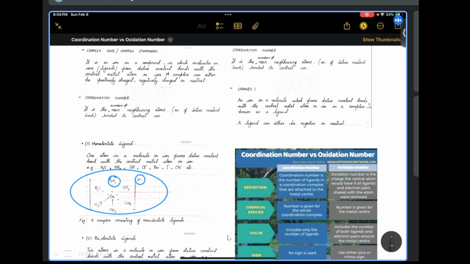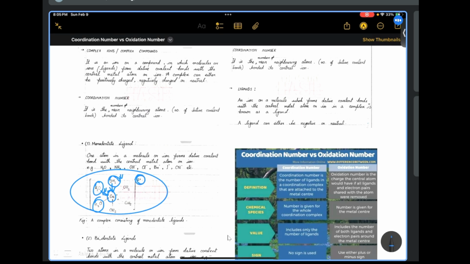These are ligands. These are ligands. They will form dative covalent bond. With whom? They will form dative covalent bond with the central atom or ion. So this is our central atom with which they are forming dative covalent bond. This is the dative covalent bond. In this part, they are forming the dative covalent bond. Okay. A ligand will form dative covalent bond with the central metal atom or ion. A complex can either be positively charged, negatively charged, or neutral. As this is a positively charged, this is a positively charged example.